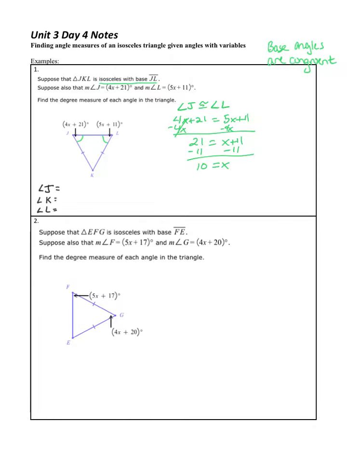That's not an angle measurement, but x is our tool. I'll put tool here. Now we use it. Let's plug it in. 4 times 10 plus 21 equals 40 plus 21 equals 61. All right? So angle J should be 61 degrees. Now, angle L should be the same, but let's just check the math. It never hurts to do that. 5 times 10 plus 11 equals 50 plus 11 equals 61. Great! Angle L is 61 degrees.